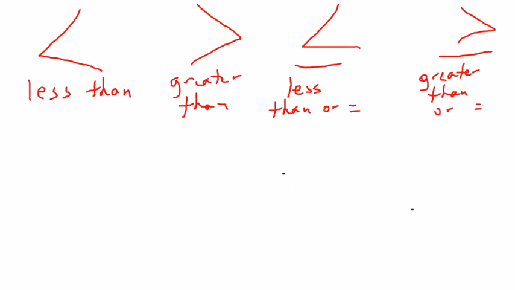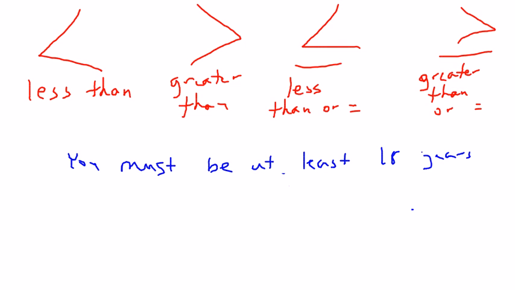Alright, let's consider the following sentence. You must be at least 18 years old to vote. I want you to write an inequality that represents this sentence, okay? Where x represents the age you must be to vote, okay?